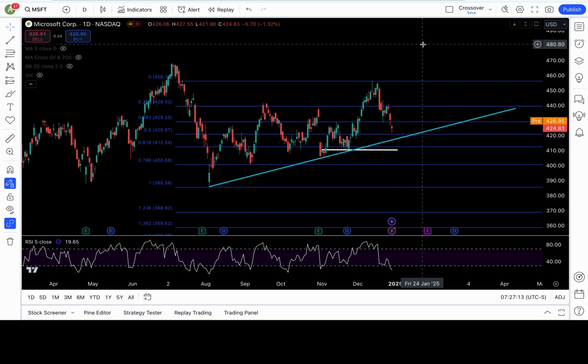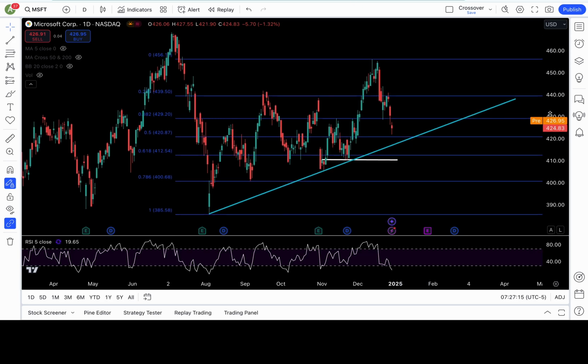Microsoft, I have some new levels on Microsoft. To be bullish, I need to see 428 and 429.2 clear, okay? And that would put 431, 433, and 435 in play with the gap fill around 438-ish. I'm overall bearish below 429.2. Next support's at 426. If it fails, 424, 422, and 420.8 with 419 below are all in play.